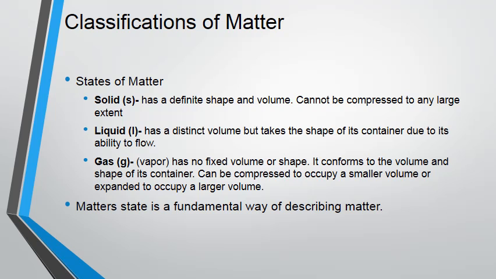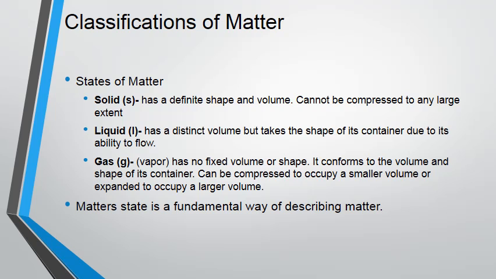So solids, definite shape and volume, meaning you can look at their shape, and that shape, maybe you can change it, but it will have a shape. It will have a volume. It will take up space. And then a piece that we talk about with solids, liquids, and gases is their ability to be compressed, meaning how much can we push those atoms together more. When we're talking about a solid, the atoms are pretty close together already, so we can't really compress them very much anymore. So they cannot be compressed to any large extent.